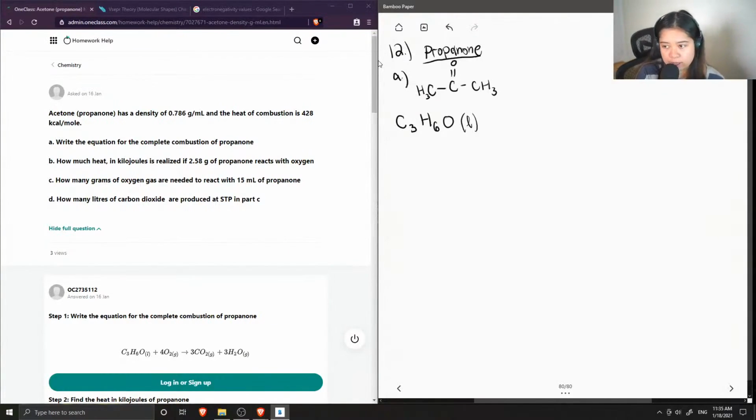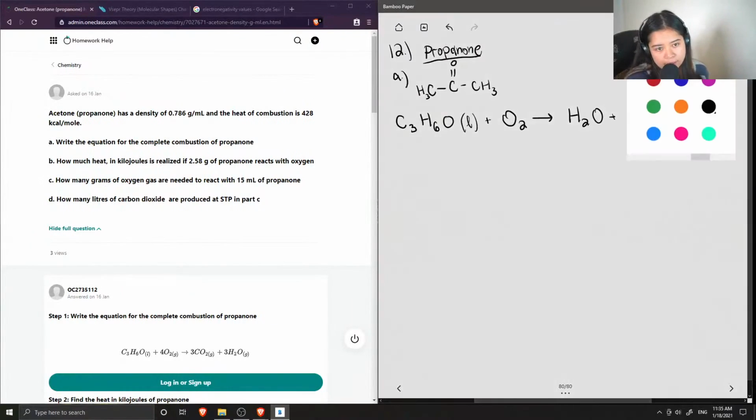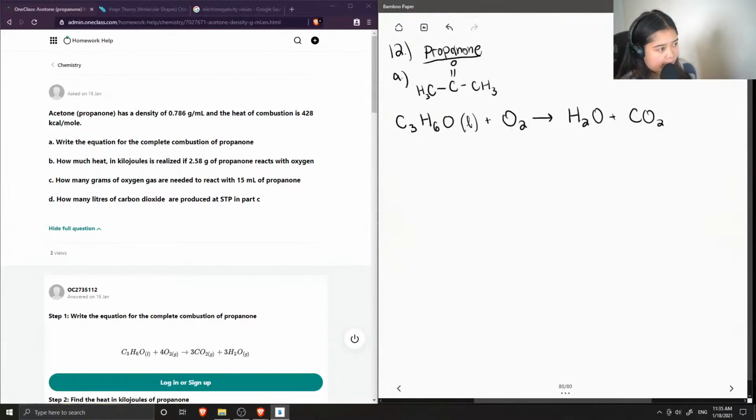Okay, so now that we have the chemical formula and we have the structure, when we have a combustion reaction, this means that the propanone will react with oxygen, and the products that are formed are water and CO2. Okay, so this is a combustion reaction, and now we just need to balance out all of the atoms.